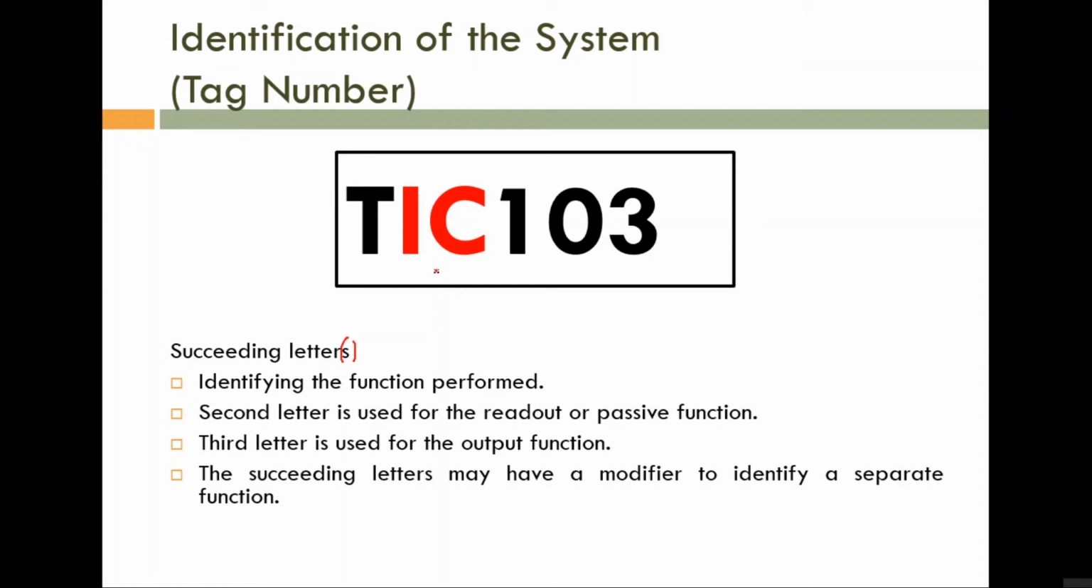IC means that the instrument is used for both indication and control. Indication is an operation, controlling is an operation. So the succeeding letter is used to identify what operation is carried out by that particular instrument. Function means operation. Okay.